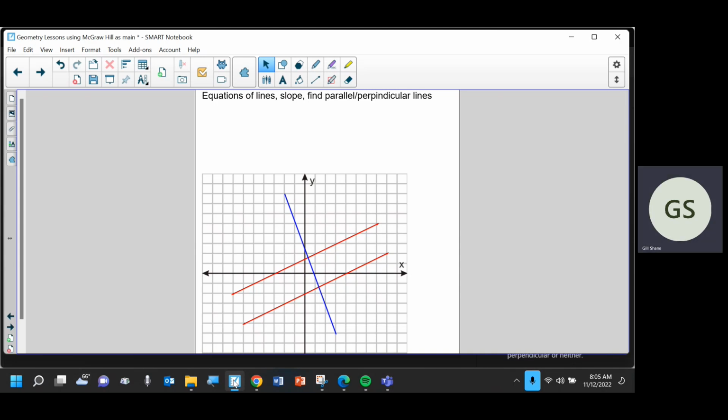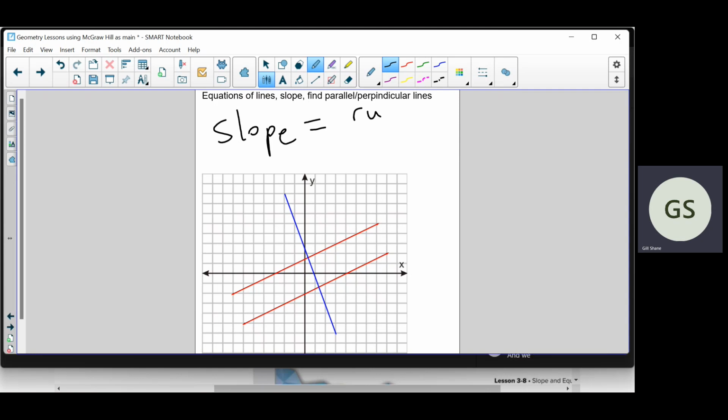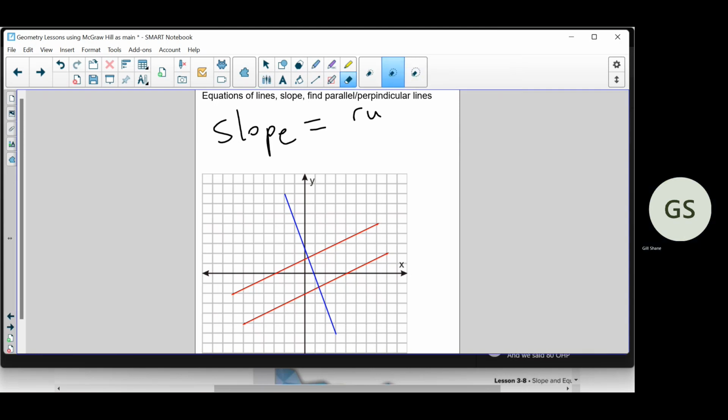If you remember the old days back in pre-algebra, or algebra, you did slope. I'm going to have to erase a lot of stuff. You can always go back and rewind those, so I'm going to go pretty fast. If you remember one formula for slope, when we graphed, we said that it is the rise over the run.